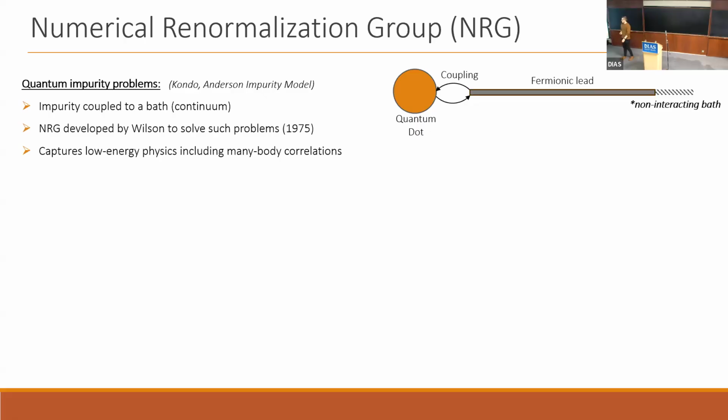Okay. So, the NRG method was developed by Wilson back in 1975 to solve these kinds of problems. And it's very general in that you just need to model your impurity and pick some kind of bath, and then you throw NRG at it. What it does is capture the low energy physics, so it specifically focuses on low temperature, low energy parts of the system. And it includes the many-body correlations that come from this interacting model. So this is an interacting model, okay? But one caveat is that for NRG, your bath has to be non-interacting. So this should be like a sea of free fermions or something.